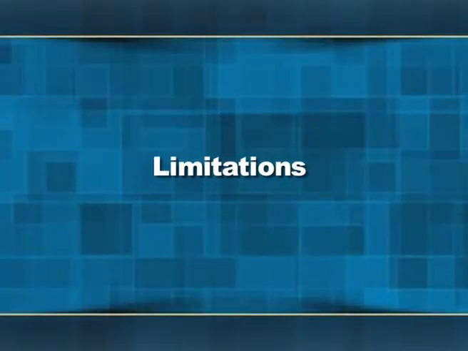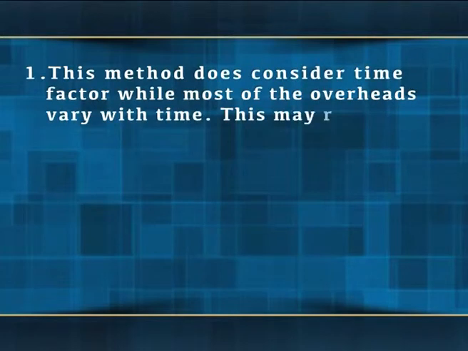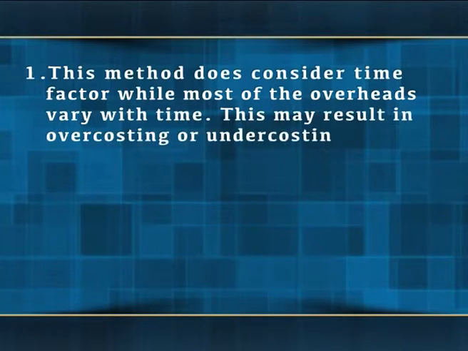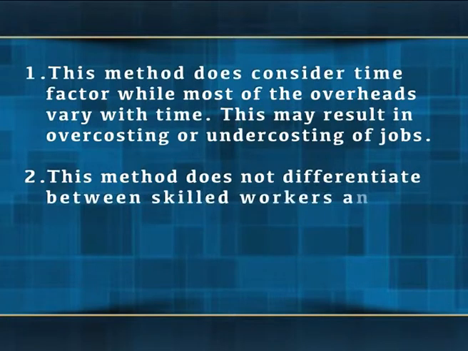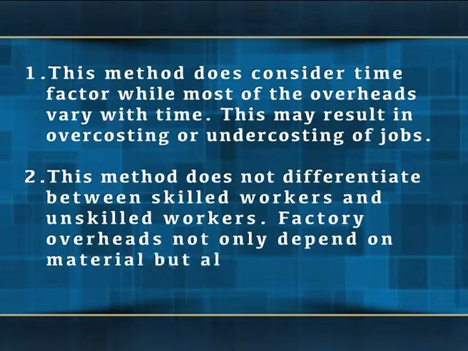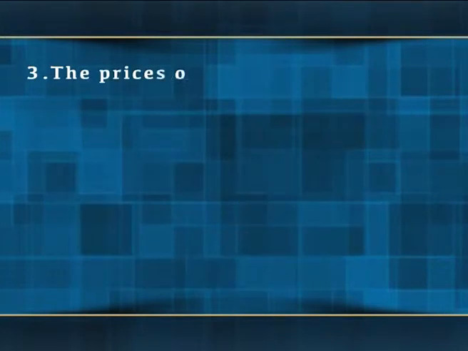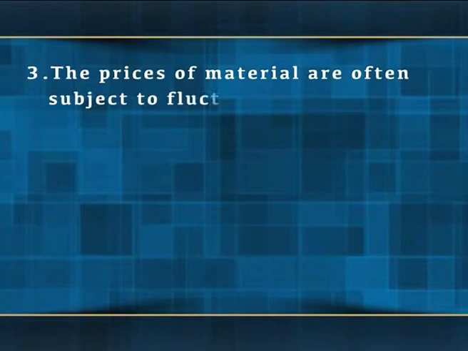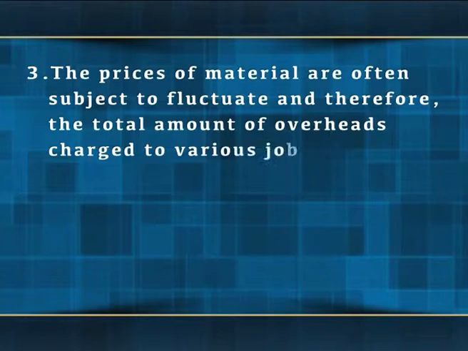Now let us look at the limitations. Number 1, this method does not consider the time factor, while most of the overheads vary with time. This may result in overcosting or undercosting of jobs. Number 2, this method does not differentiate between skilled workers and unskilled workers. Factory overheads not only depend on material but also on the type of workers employed. Number 3, the prices of material are often subject to fluctuation and therefore the total amount of overheads charged to various jobs will also fluctuate.